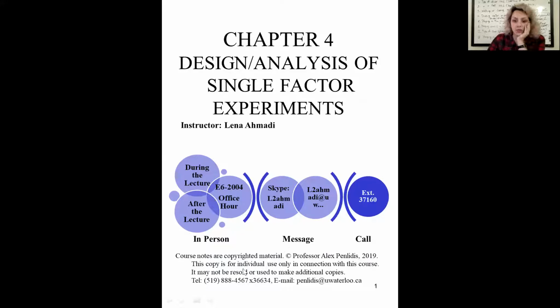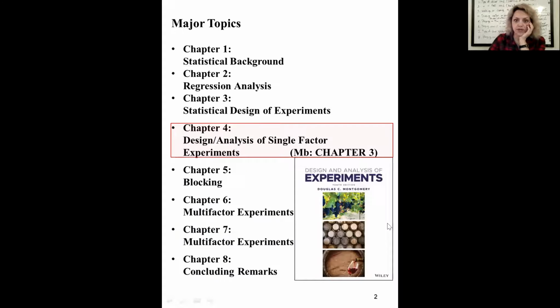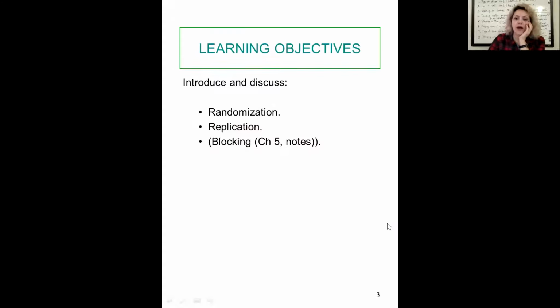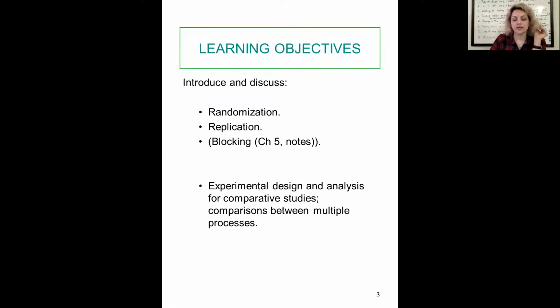And like always, the materials that you see here, the notes, are copyrighted material from Professor Alex Benledis. So we're in chapter 4. Our objective in this chapter is to discuss a little about randomization, replication, and blocking. But for blocking, we're going to have one whole chapter later.